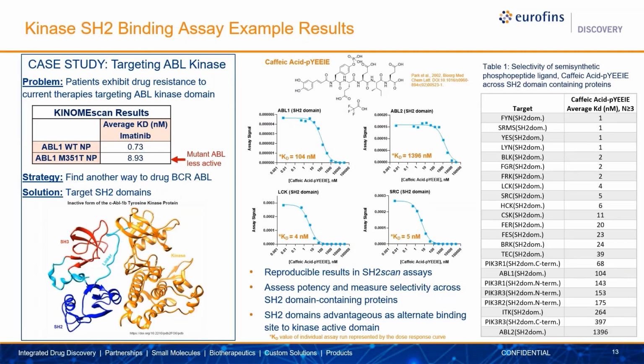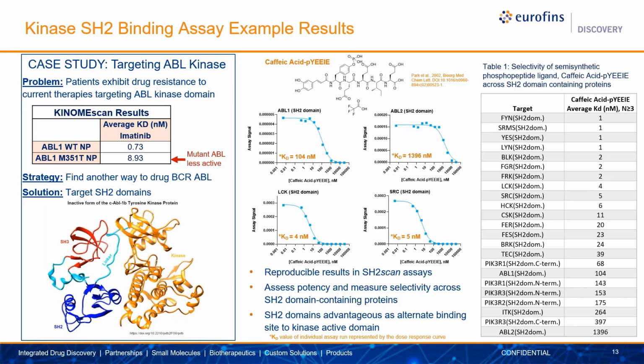As part of a case study, the first-generation kinase inhibitor imatinib was screened using the KINOMEscan platform against wild-type and the drug-resistant M351T mutant of ABL1 kinase. We detected an over 10-fold decrease in affinity of the compound for the mutant enzyme, which is consistent with the resistance phenotype observed for this drug in patients.